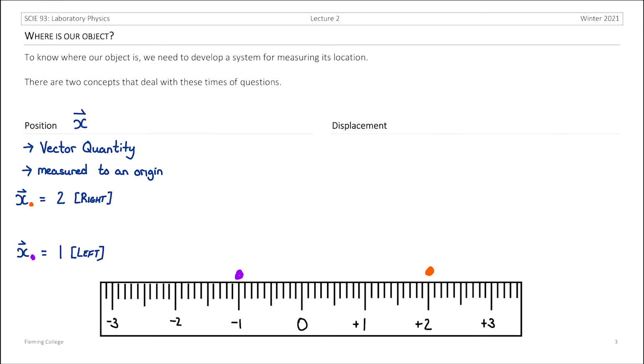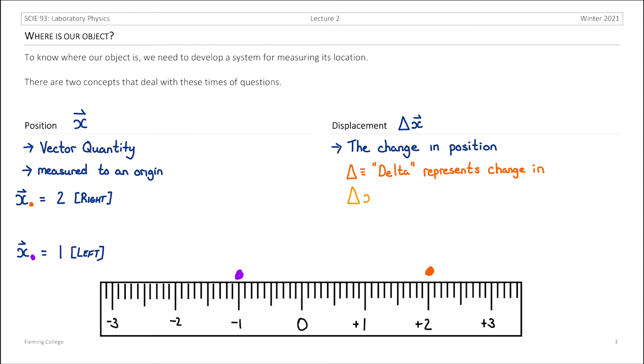The other concept that we use when we are talking about position is displacement. Displacement is the change in position of an object. We represent displacement with this symbol. This triangle is the Greek letter delta, and we use delta to stand for change in. In our example, we could calculate the displacement between the purple and orange dots.